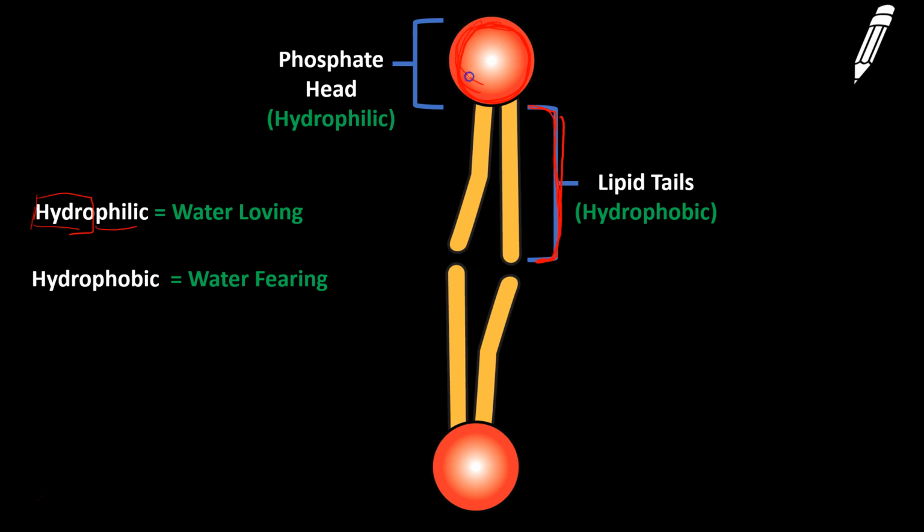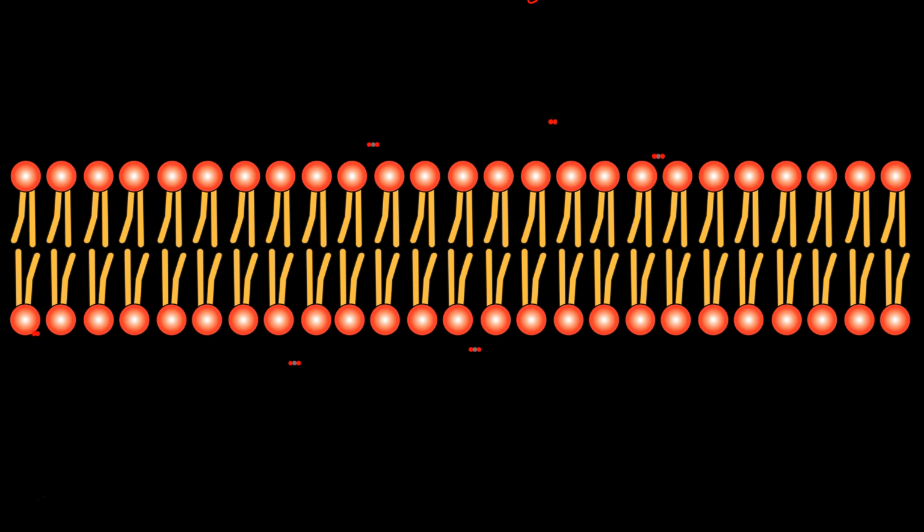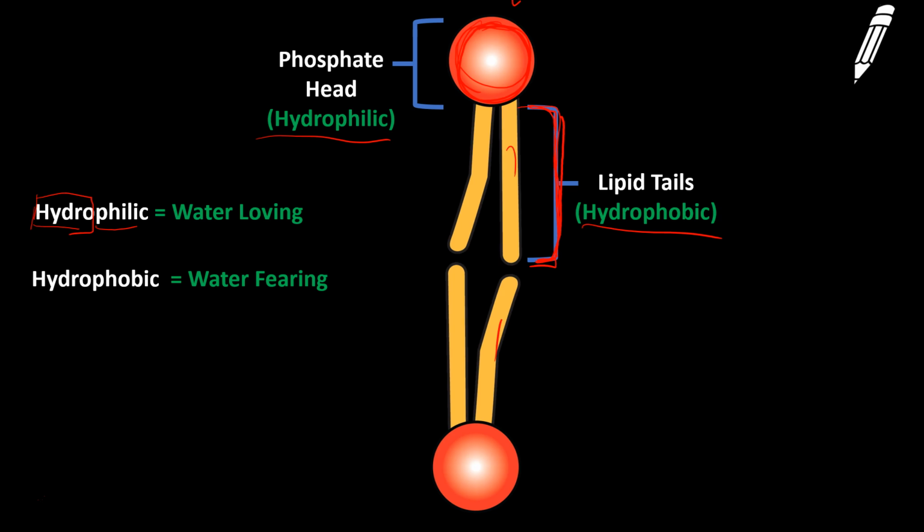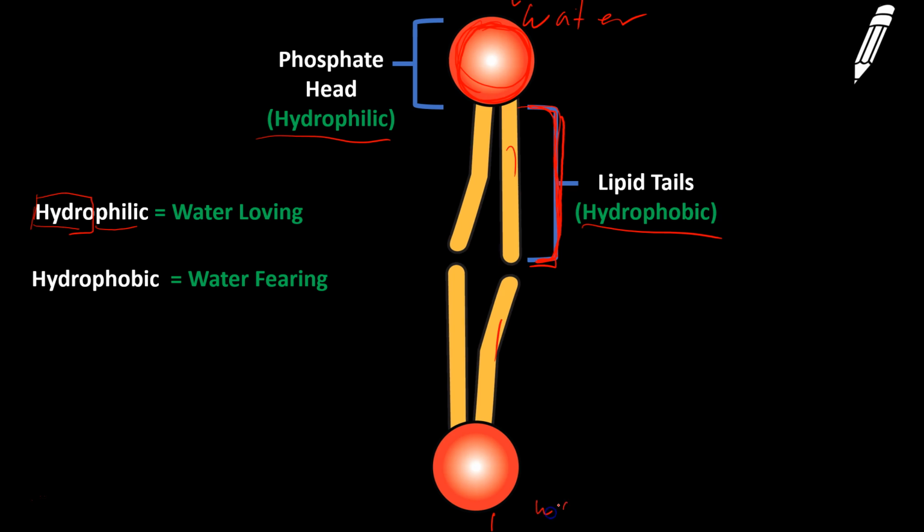So we have our phosphate heads. They are hydrophilic. We have our lipid tails. They are hydrophobic. Why do the 2 tails face inward? Because they hate water. And there's water outside the cell and inside the cell. Why do the heads face the water? It's because they are hydrophilic and water-loving. So here's what the phospholipid bilayer looks like, or the cell membrane.